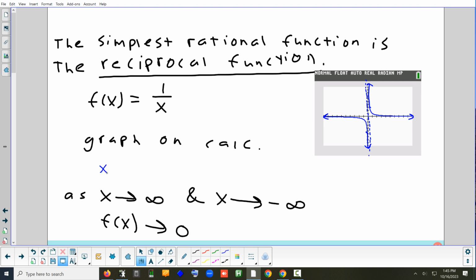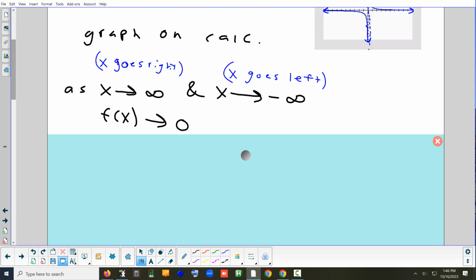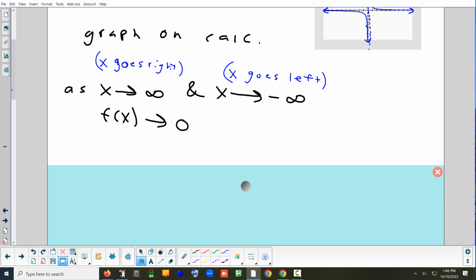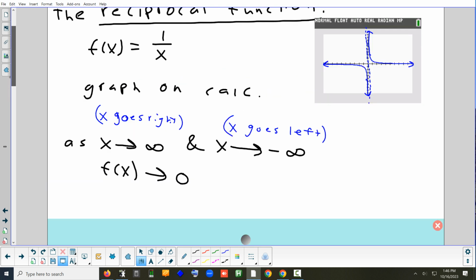So this is like x goes to the right. Or this means as x goes left, the y value approaches 0. Now, it approaches it, but it never reaches it. And I kind of already said the name for that.